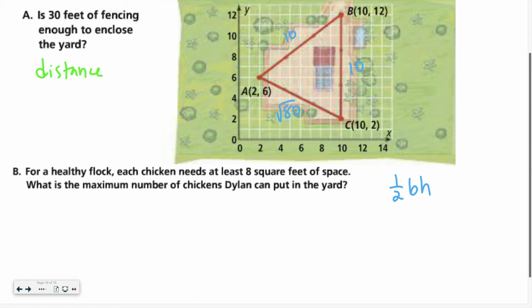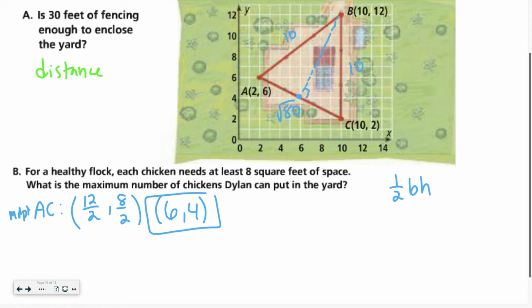Letter B, now what I would use is I need to find the height of this triangle. Remember, height of a triangle always has to come from a right angle. It has to come from an altitude. So we have to find what that distance is. So that means I have to find the midpoint of AC. So if I found the midpoint of AC, I would say 2 plus 10 is 12 divided by 2, and then I would say 6 plus 2 is 8 divided by 2, so my midpoint is at 6,4.